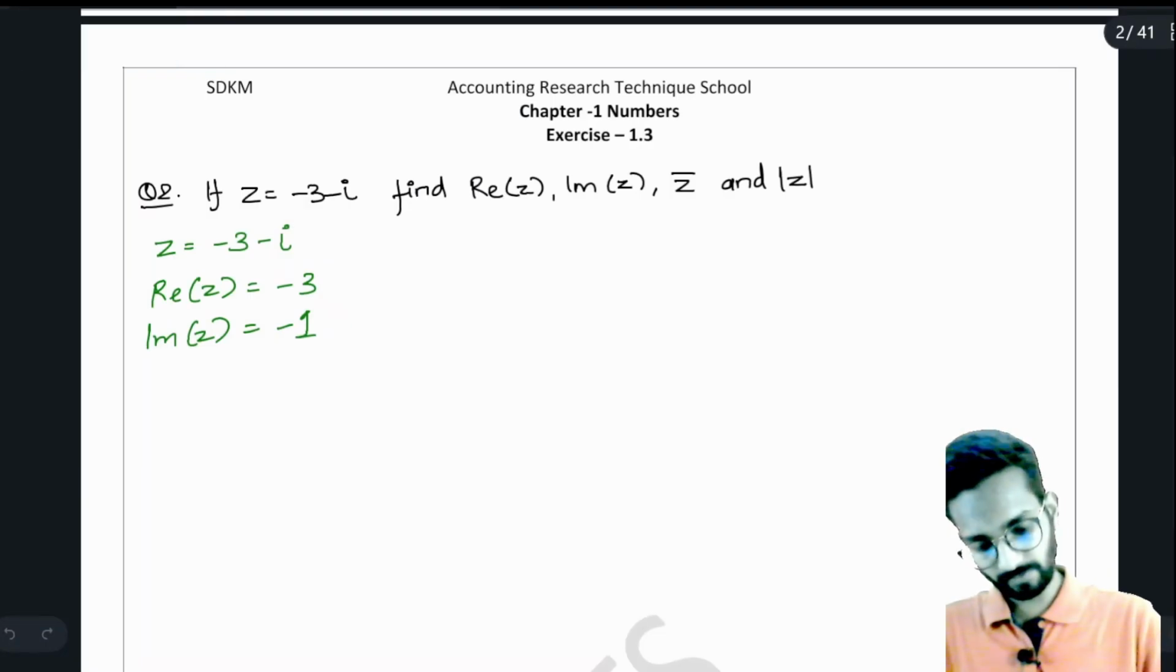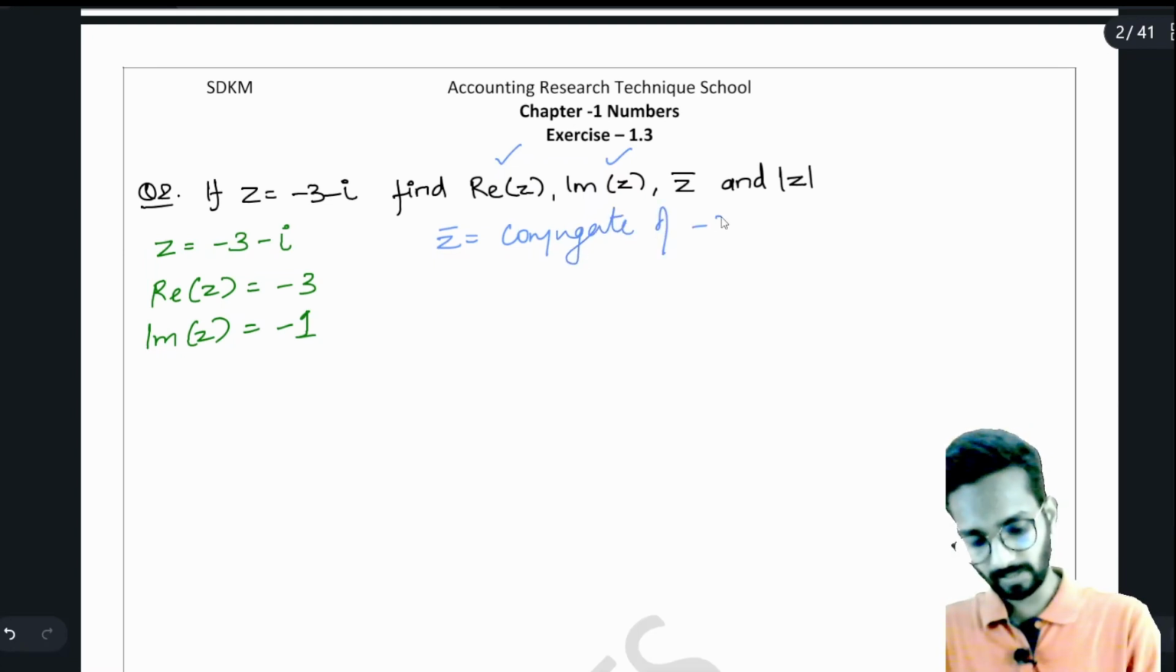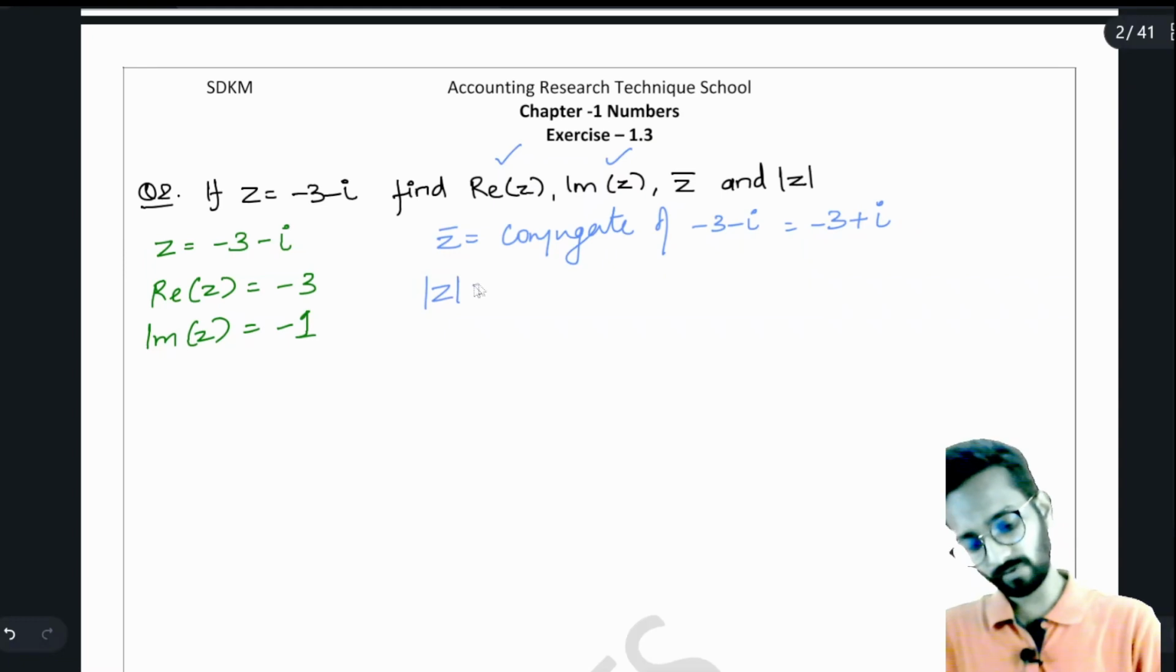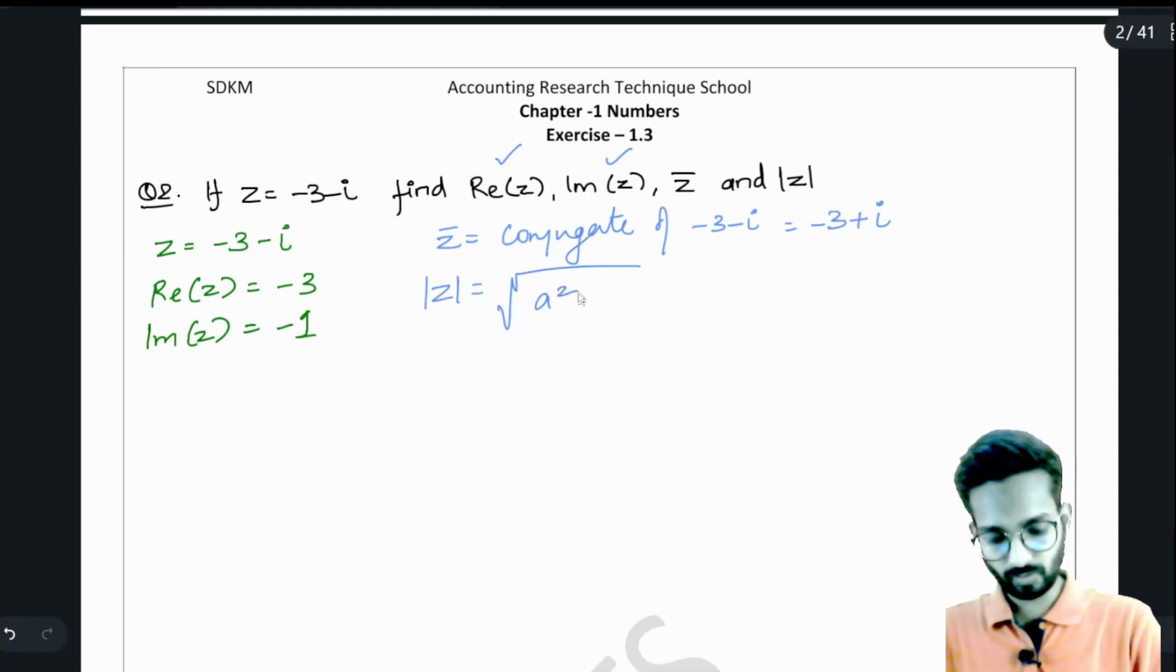Now check this. If I write here, this is done, this is done. Now z bar. How will I find z bar? Z bar is nothing but the conjugate. How do you find the conjugate of negative 3 minus i? It will become minus 3 plus i. Very, very simple. Now finding the mod of z. How will you find mod of z? Under root of a square plus b square. A square is negative 3 square.